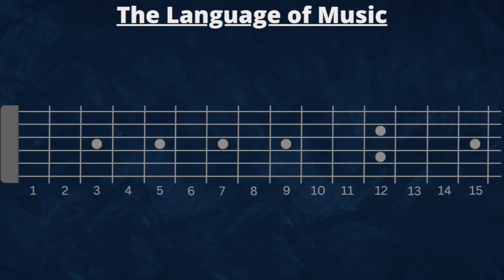We're going to start right here on the 3rd fret on the 5th string on our C note. Then we're going to go whole step up to D, then another whole step up to E, then a half step up to F, then a whole step up to G, whole step to A, whole step to B, then a half step to C. So a little bit faster, we've got C, D, E, F, G, A, B, C.